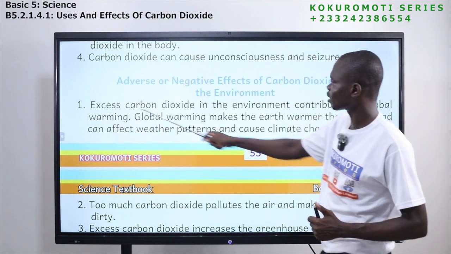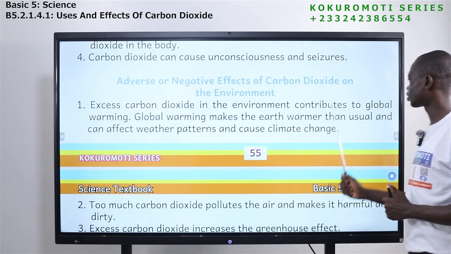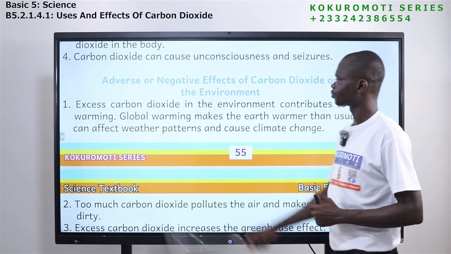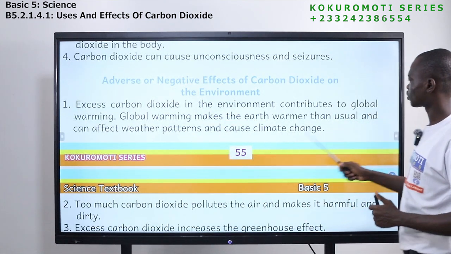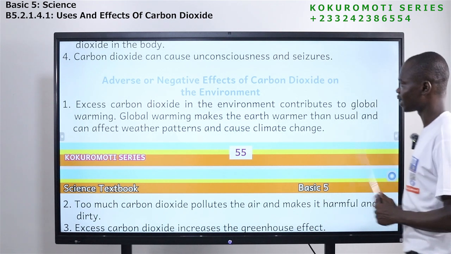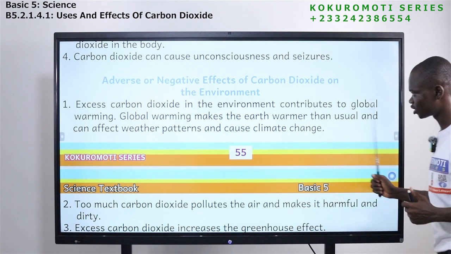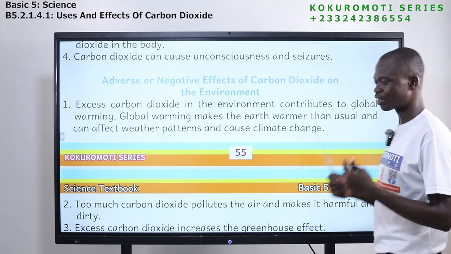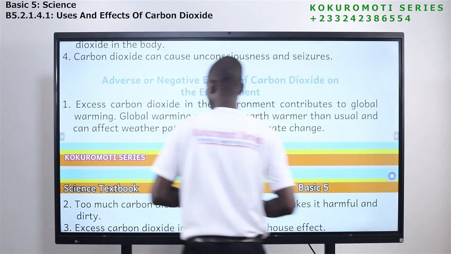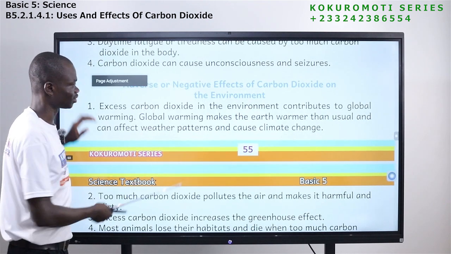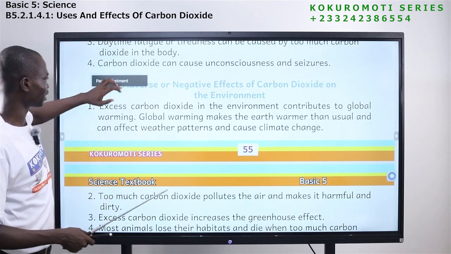Number 1, excess carbon dioxide in the environment contributes to global warming. Global warming makes the earth warmer than usual and can affect weather patterns and cause climate change. So we have heard about global warming, we have learned or we have heard about weather pattern, and then climate change.